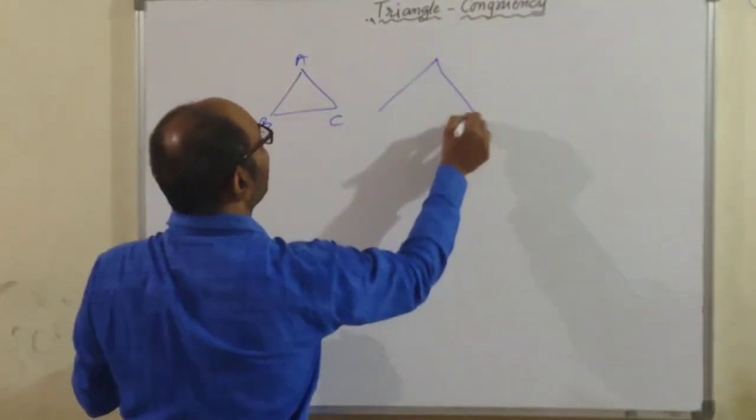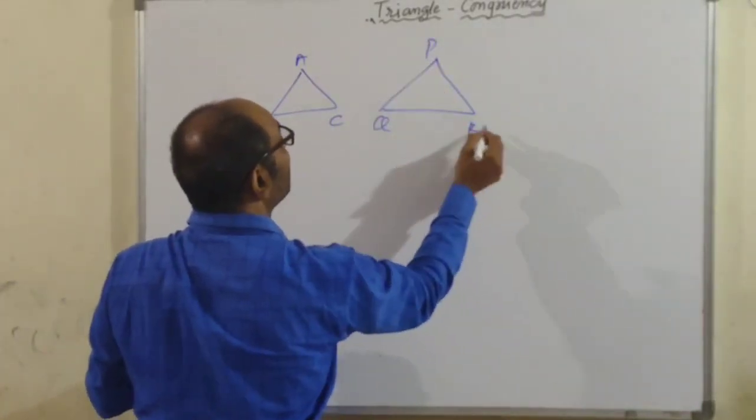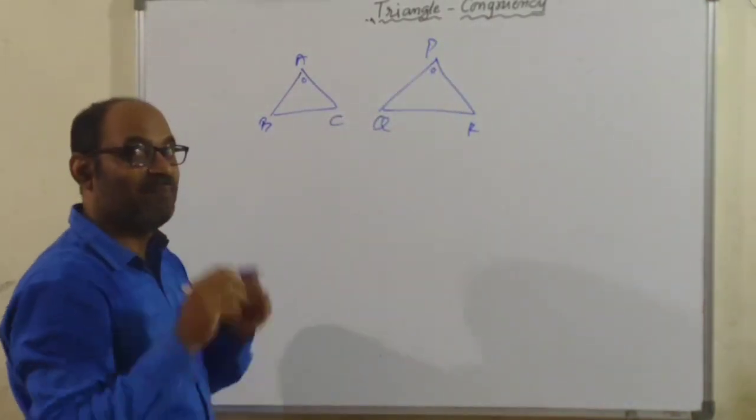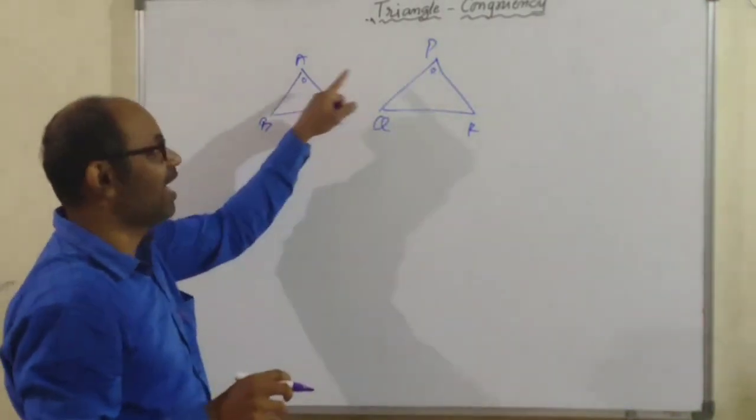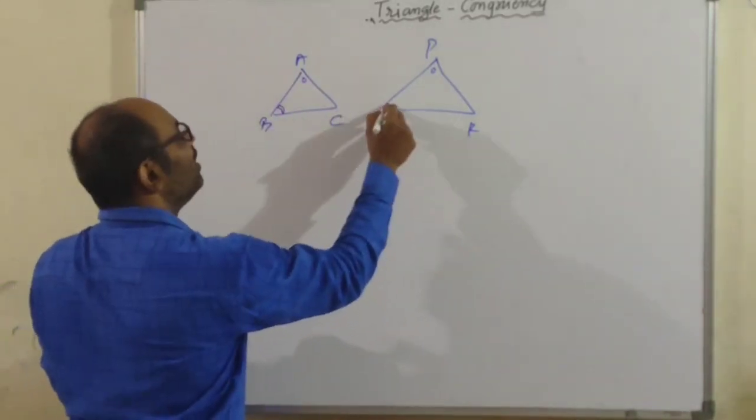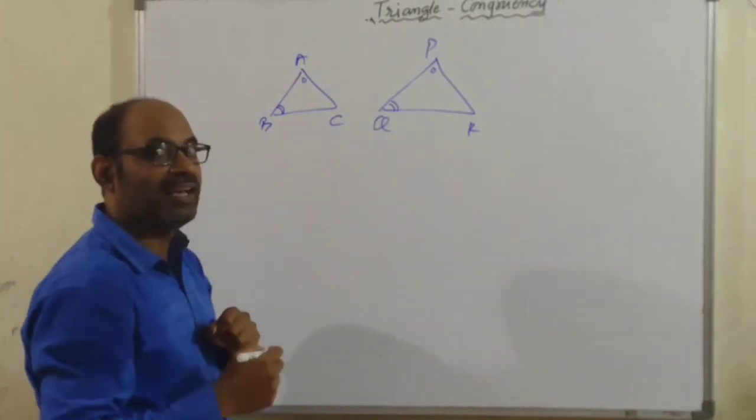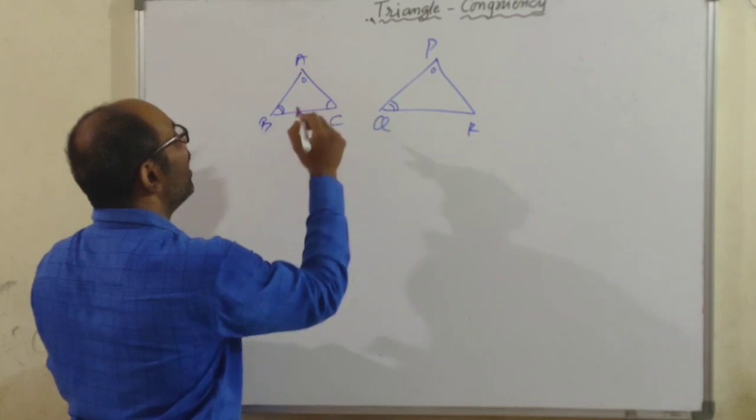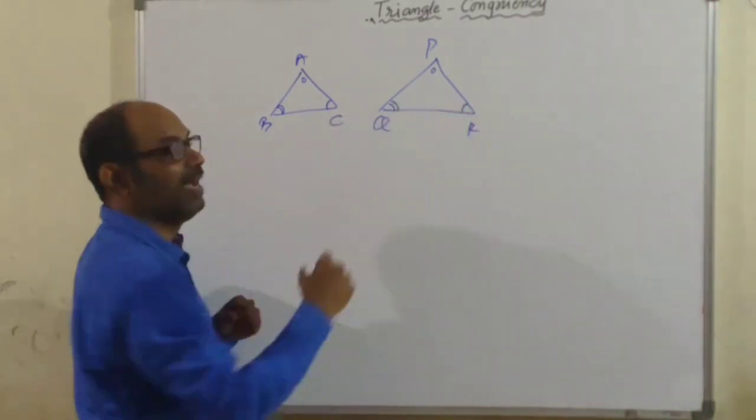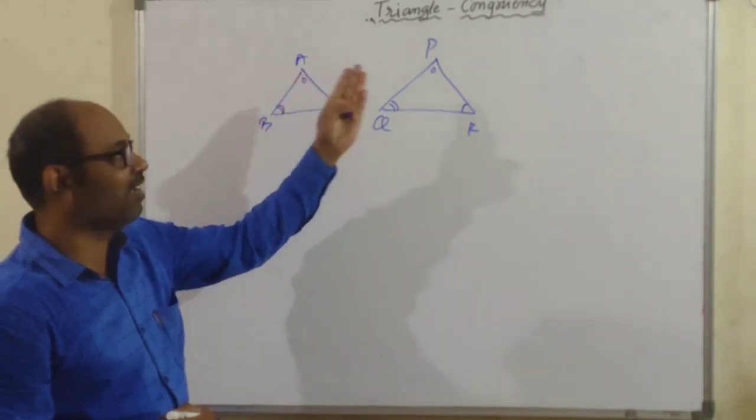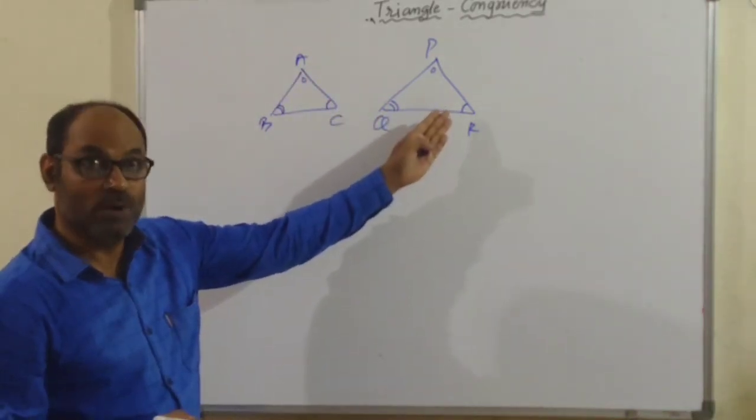ABC and triangle PQR, angle A is equal to angle P. I am putting some symbols to show angle A and angle P are equal. Angle B is equal to angle Q, or angle B and angle Q are congruent. Angle C is congruent to angle R. So, all the three angles of the first triangle are congruent to corresponding angles.